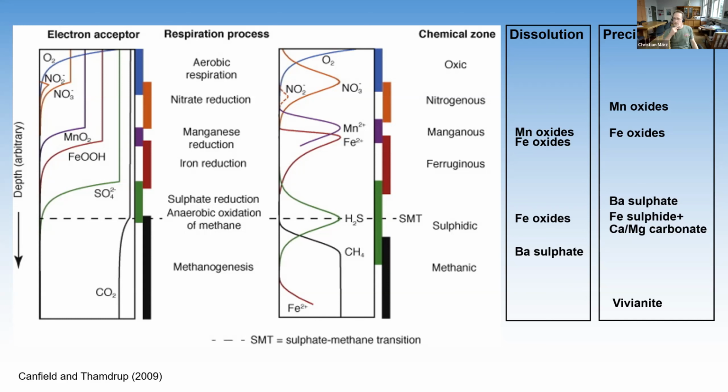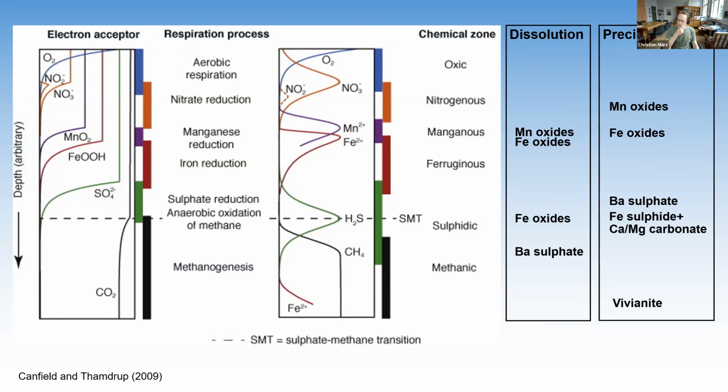But here on the right-hand side, I did some columns that show what kind of minerals you would dissolve or precipitate in the different diagenetic zones. And you can see on the dissolution side, for example, you have at a certain depth the sometimes complete dissolution of manganese and iron oxides, and slightly higher up in the sediment column, they reprecipitate again. So you really shift these elements around, and sometimes the color changes that are associated with them.